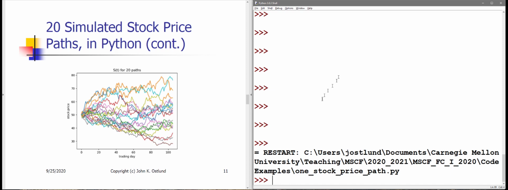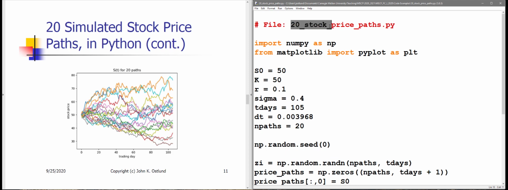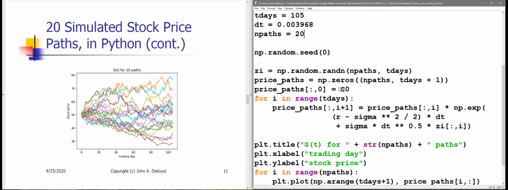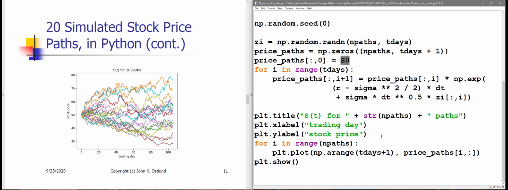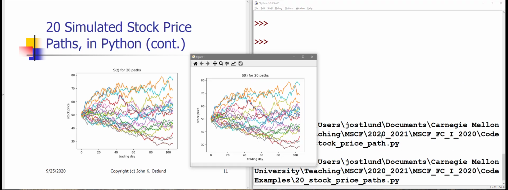Now let me run the 20-path version. So this is the 20-path stock price simulation. Same parameters, except this time we've also added n paths, because that's the number of paths that we want to create. We're initializing the entire first column of our price paths to be S sub 0, 50. And then we're rolling forward, computing the subsequent columns based on the changes in the stock price from the current column stock price. And then displaying this plot. Okay, so there we go.